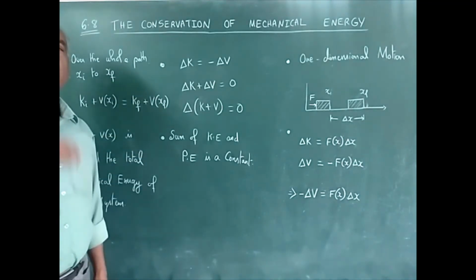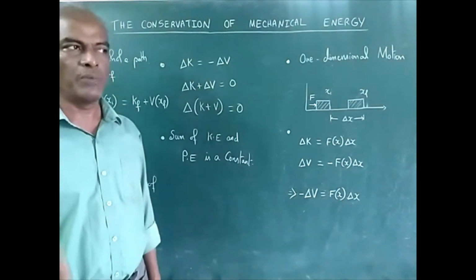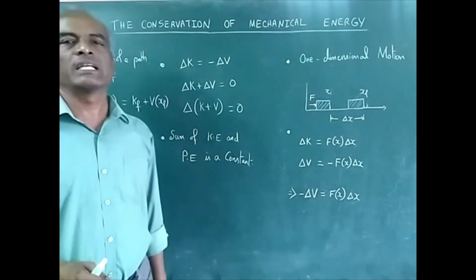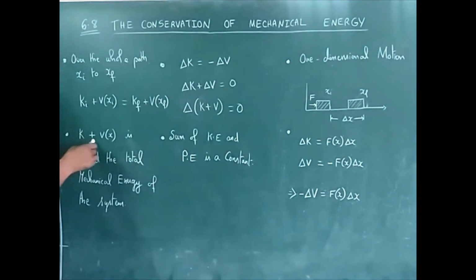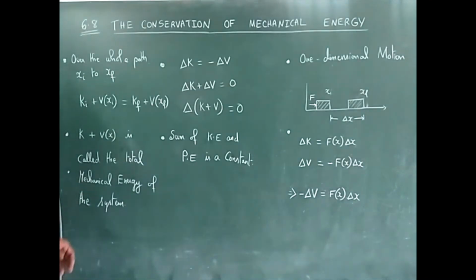In between you can have variations. That means potential energy and kinetic energy may vary, but the sum of potential energy and kinetic energy is going to be a constant. K plus v of x is called the total mechanical energy of the system. It can be initial or it can be final. The total mechanical energy of the system is given by kinetic energy plus potential energy.